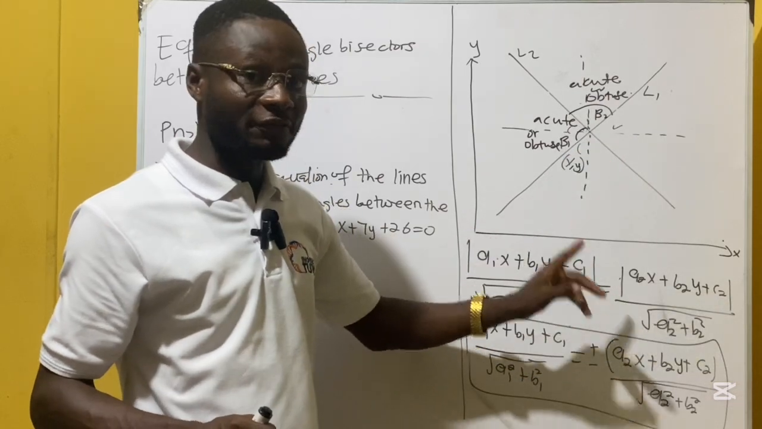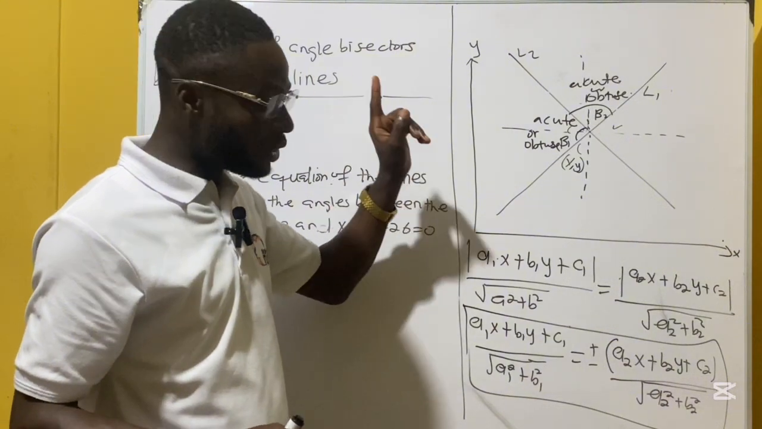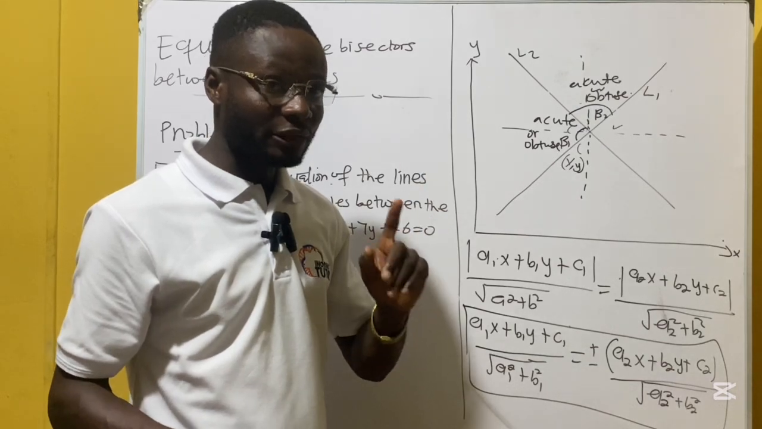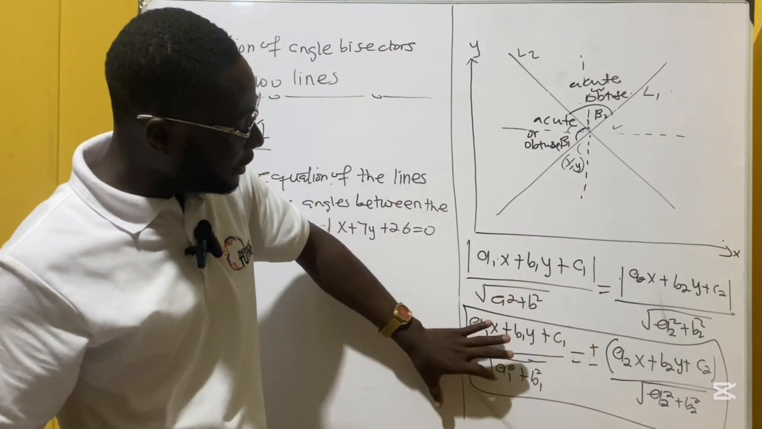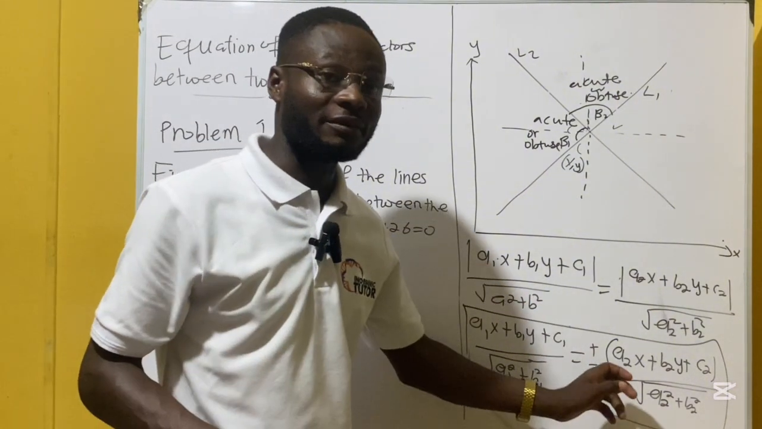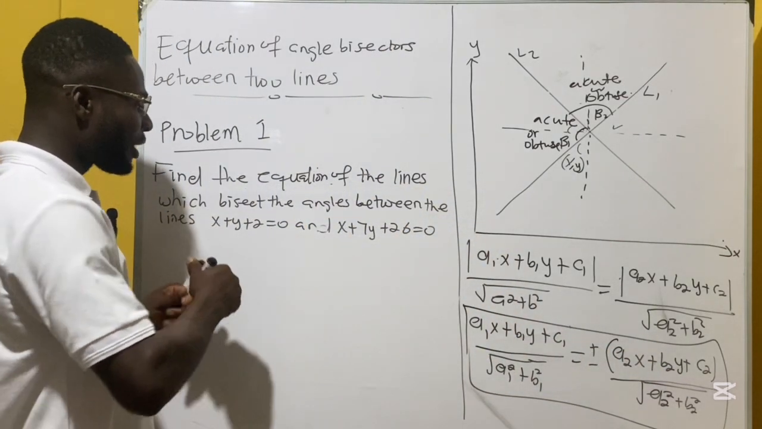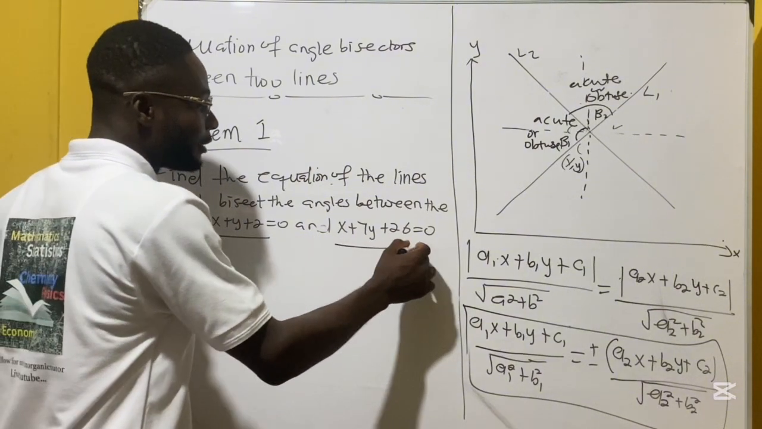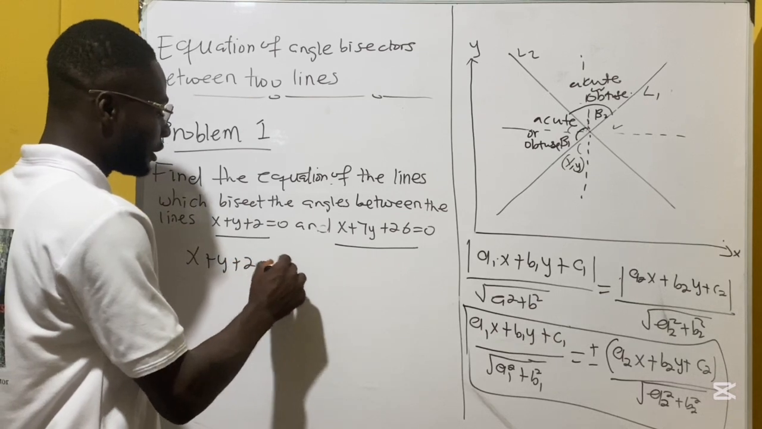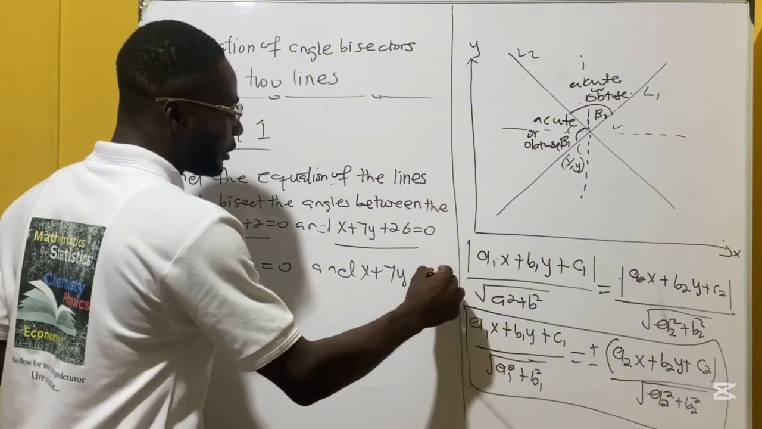So basically, that is the formula that helps us find the equation of angle bisectors between two lines, and the word that makes it useful is equidistance. Take note: equidistance means that the distance of a point from, say, line 1 is equal to the distance of a point from line 2. From this problem, line 1 is x plus y plus 2 equals 0 and line 2 is x plus 7y plus 26 equals 0, right?